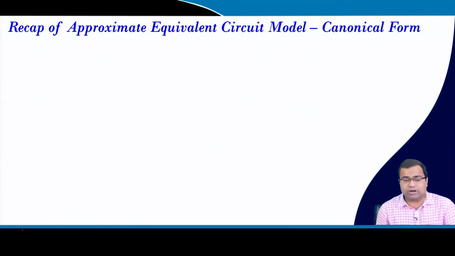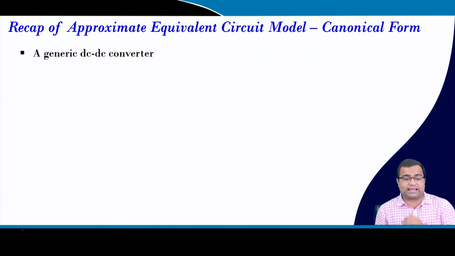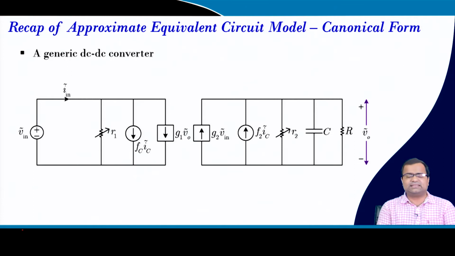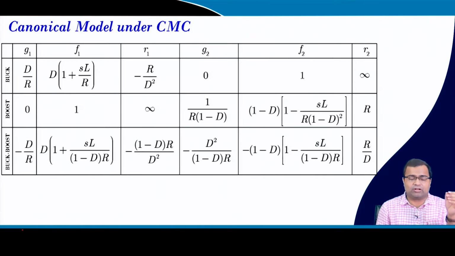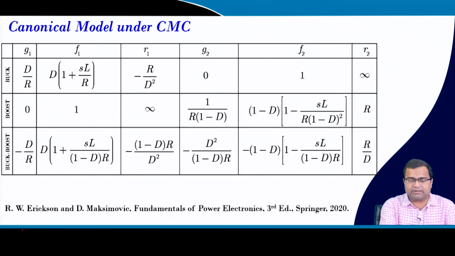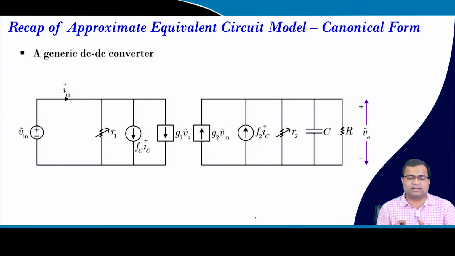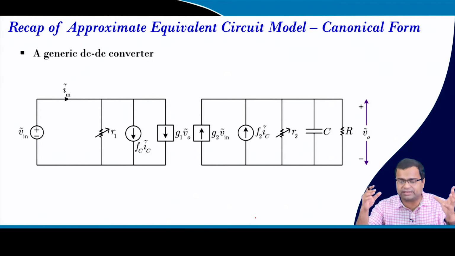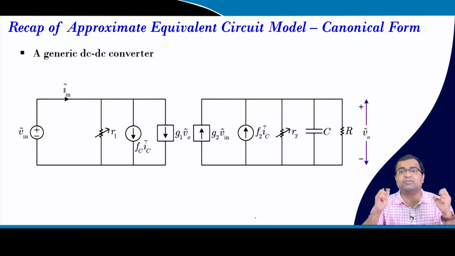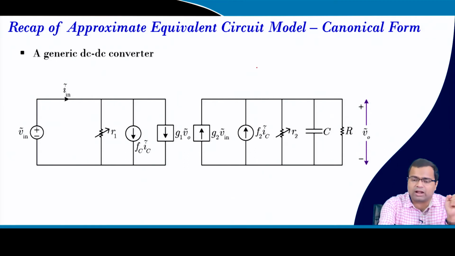So, recap: we want to approximate the equivalent circuit model in canonical form. In a generic DC-DC converter, this model we have already obtained, and it is well known; all these parameters are available in the Fundamentals of Power Electronics book. And from the previous diagram we can find audio susceptibility, output impedance, control to output transfer function, various transfer functions, all under current mode control.